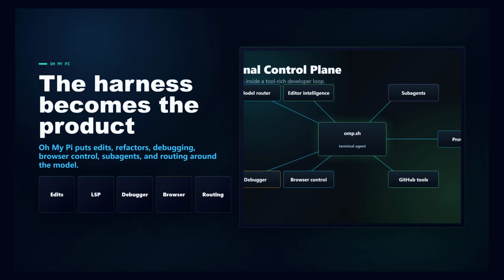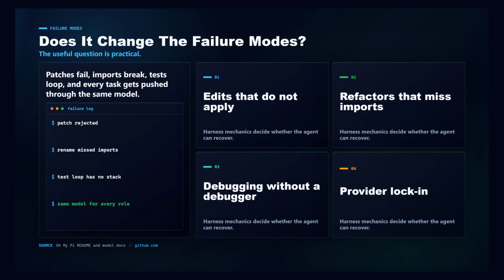First agent. The question is not whether another terminal chat tool exists. It does. The useful question is whether omp changes the failure modes that make coding agents annoying. Patches that do not apply, imports that break after a move, tests that loop without a debugger, and provider lock-in that forces every task through the same model. By the end, the practical answer should be clear. Test it now, watch it closely, or wait.